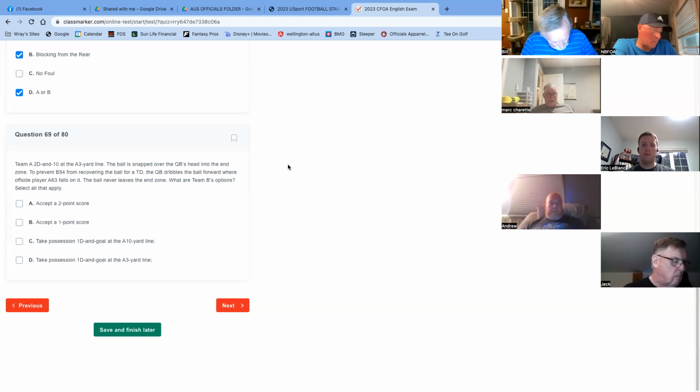First down and point of lines are 10 yards, whichever is closer to the opponent's goal. You have the right reference, Jason, in 5-6C. So it's saying whichever is closer to the goal line, so it would be A3. Exactly. Okay.